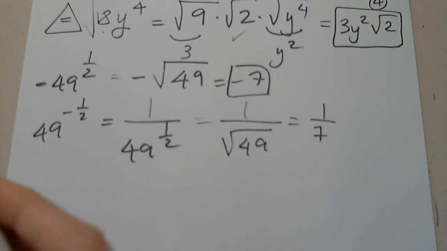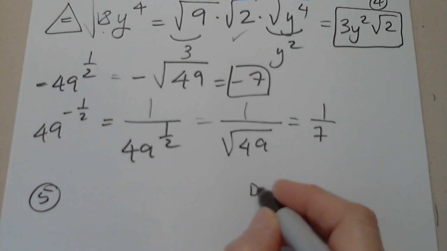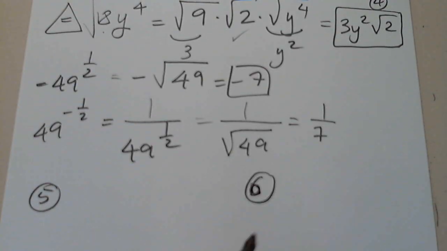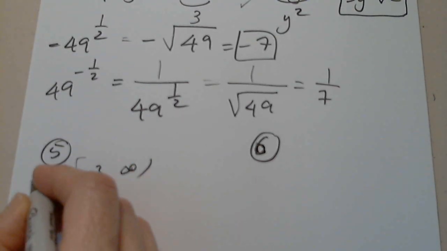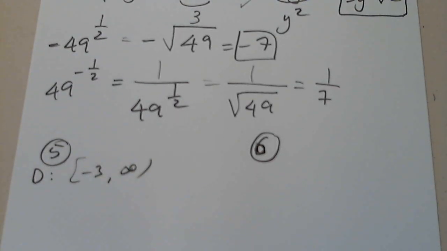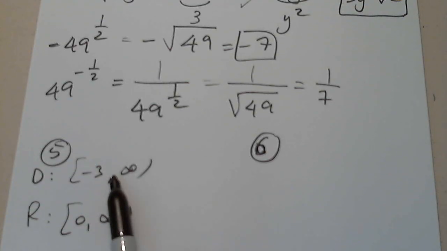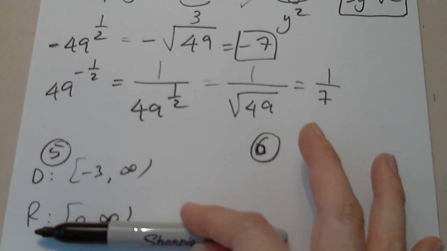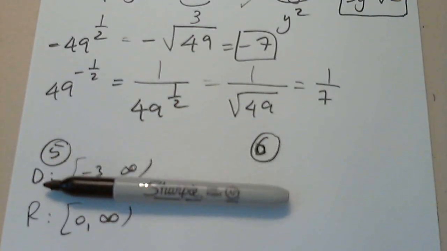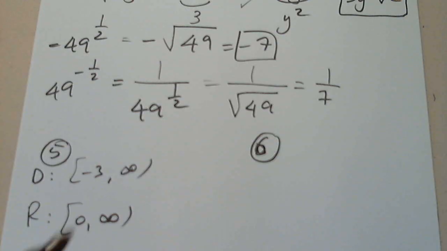So for problem 5, can anyone help with the domain? And then for problem 6. Bracket -3, comma, infinity. This is it? Parentheses. Yes, excellent. And the range? Bracket 0 to infinity. That's it, absolutely. So from the leftmost point till the rightmost point, from the lowest point till the largest point. Okay, perfect. Now let's look at 6.